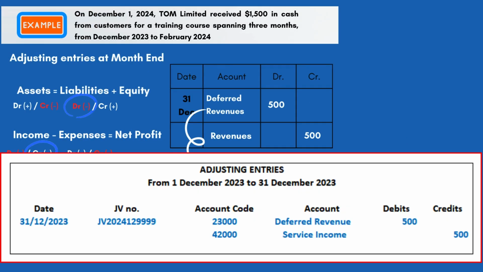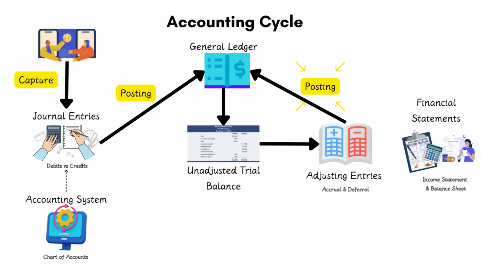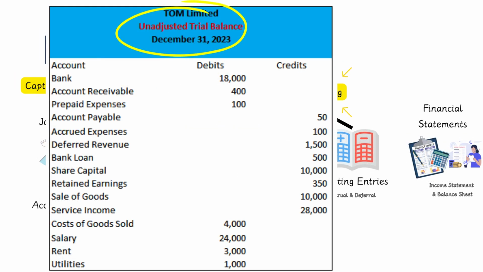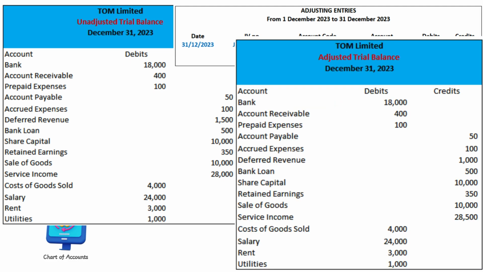Next, we post the adjusting entries to the general ledger. To visualize this process, let's start with the unadjusted trial balance. First, we add the figures from the adjusting entries to the unadjusted balances. Finally, we sum these amounts to create the adjusted trial balance.